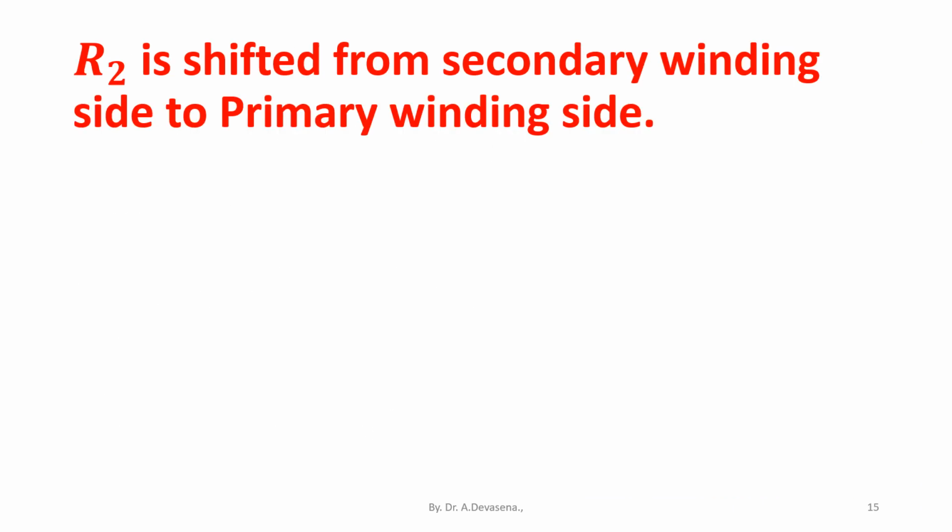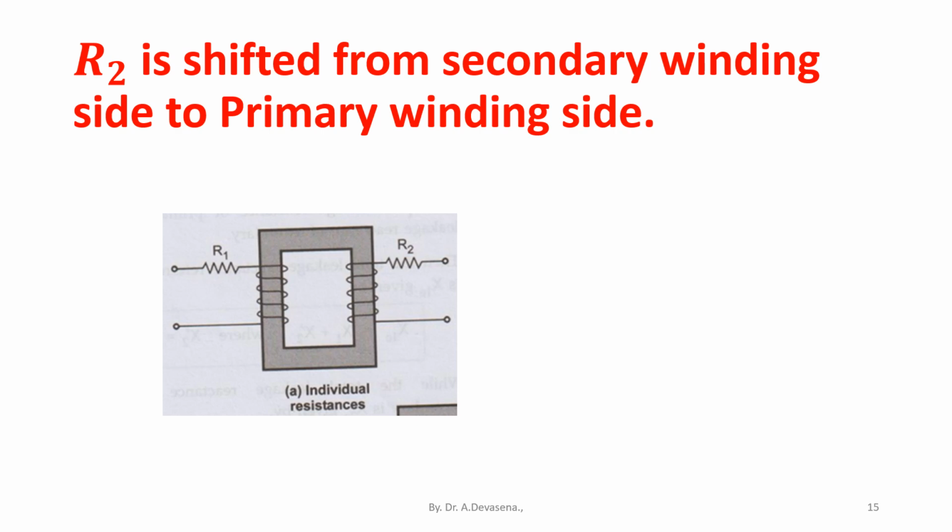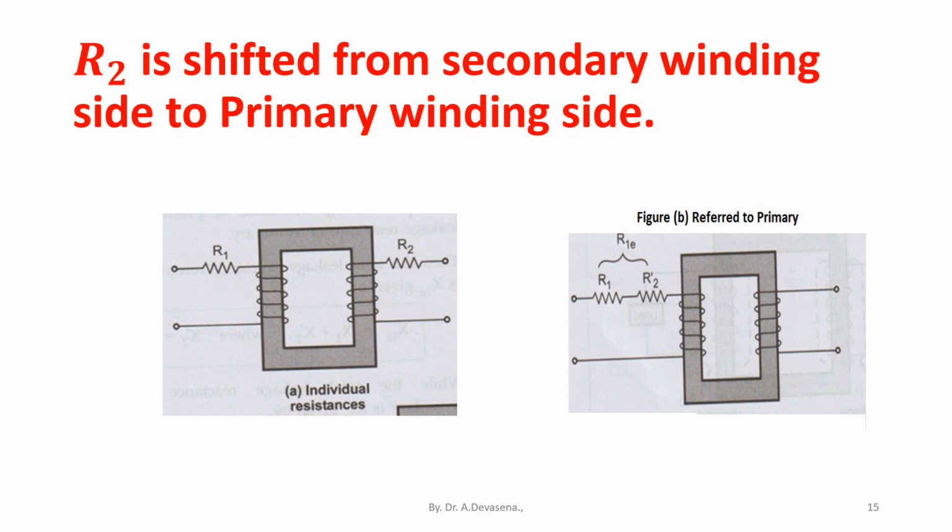R2 is shifted from the secondary winding side to the primary winding side. In this diagram, on the primary winding side we have resistance R1. On the secondary winding side we have resistance R2. Now the resistance R2 on the secondary winding side has to be transferred to the primary winding side. This is indicated here. So the equivalent resistance in the primary is R1E. This is equal to R1 plus R2 dash.